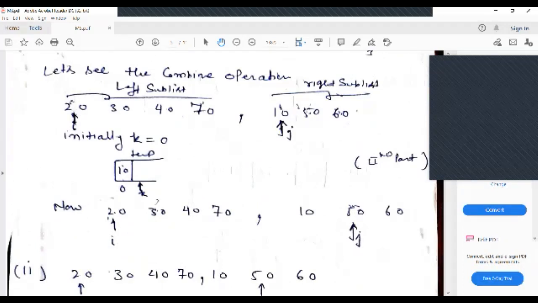इज दिस ओके? यस सर. गुड, वेरी गुड. अब देखते हैं कंबाइन कैसे.